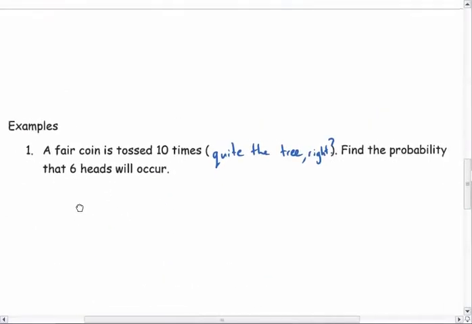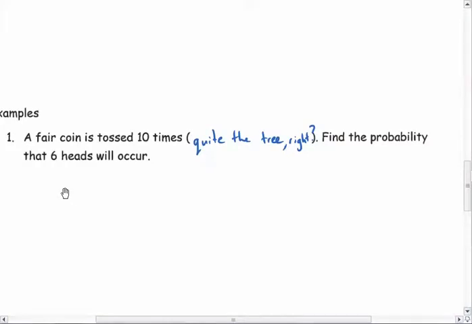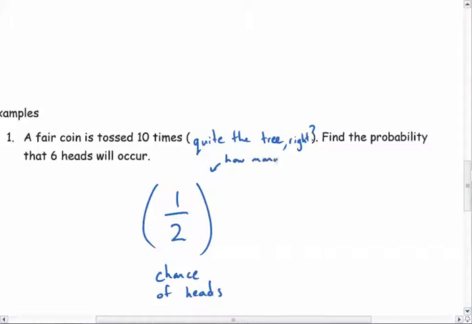So we want to find the chance that we get 6 heads. First, we need to know, what's the chance of getting heads? 1/2. Then we need to know how many heads we want. Quite the tree, right?